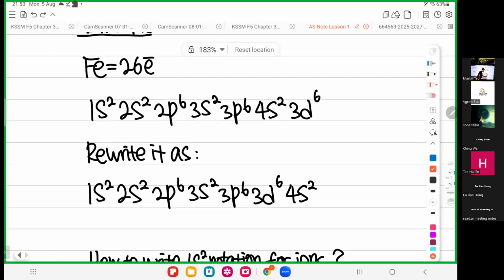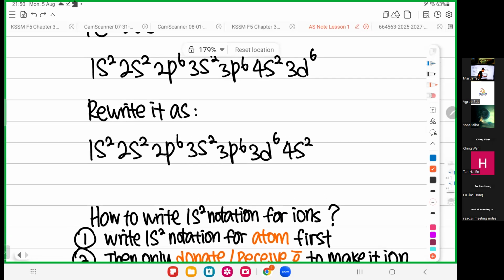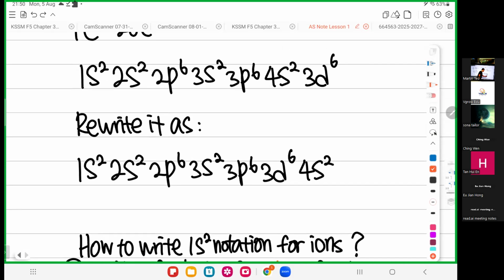Finish. Okay? All right. So now let me teach you the last thing for today's lesson. I already taught you how to write the electron arrangement, isn't it? So now, what happens if I want to write the electron arrangement for an ion? Just now, all the 1s2 notation that we discussed is for atoms. Atom means neutral.